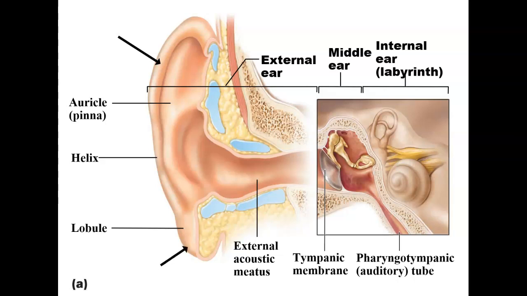The job of that auricle is to basically harvest sound and send it towards the external acoustic meatus. The external acoustic meatus is a passageway through the temporal bone, and it extends all the way down to the tympanic membrane.